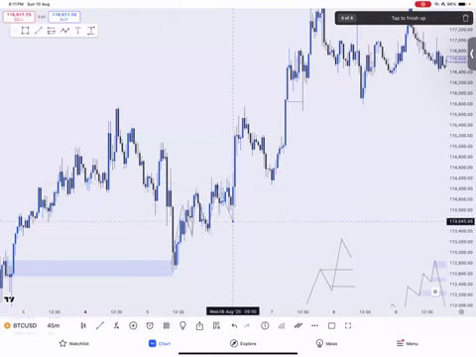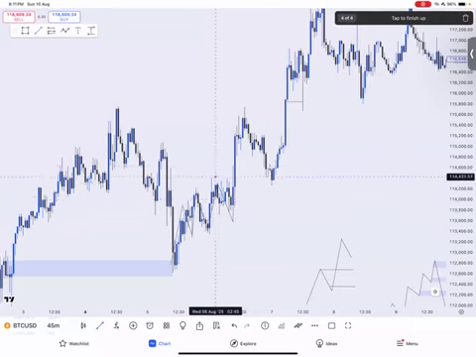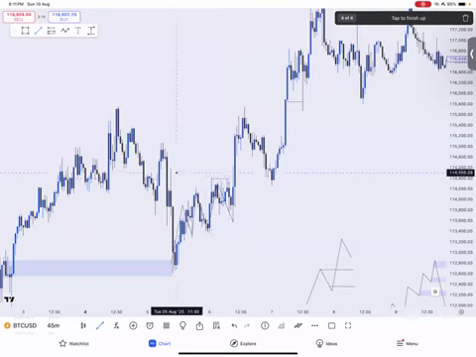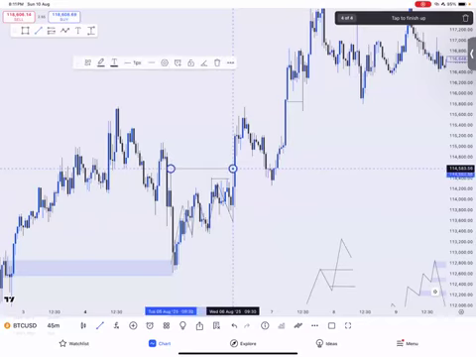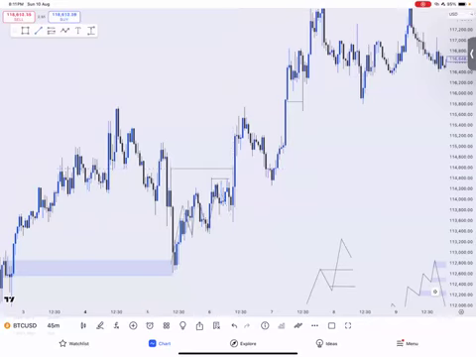Then eventually price came up here, took out these highs, this high here, like this immediate high in the market, and also took out this resistance level here, meaning that it took out more than one zone. The moment that occurred, we got a double break of structure.